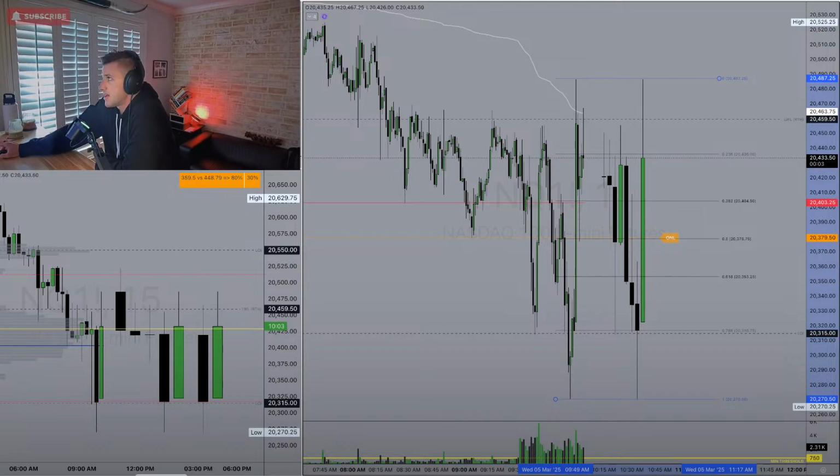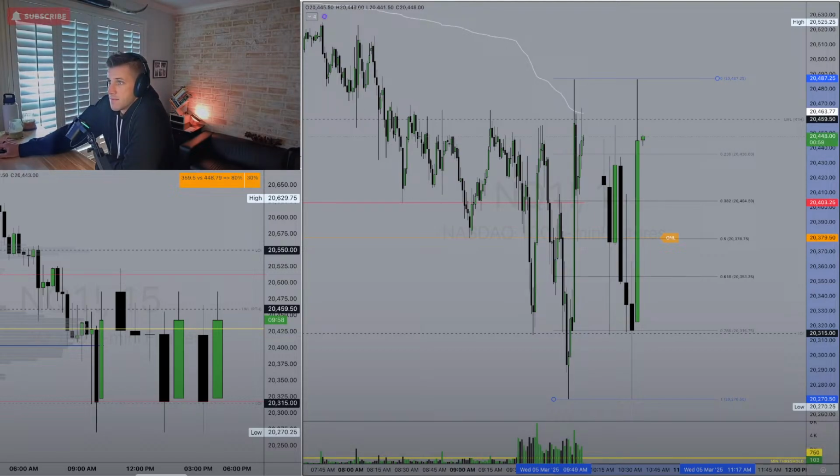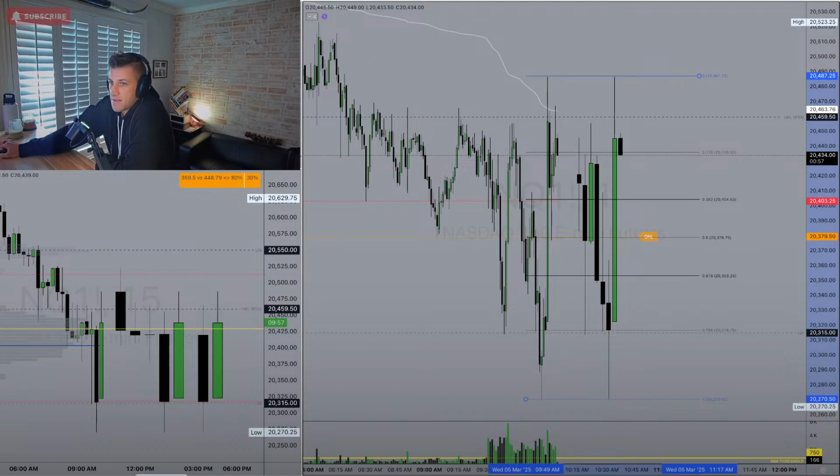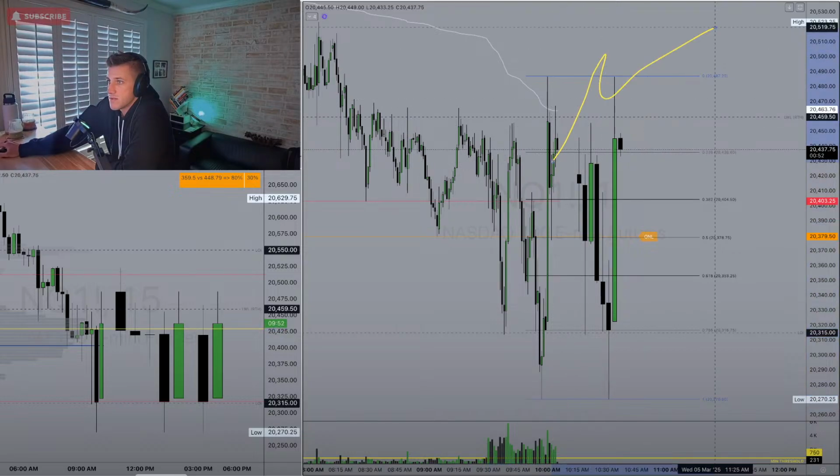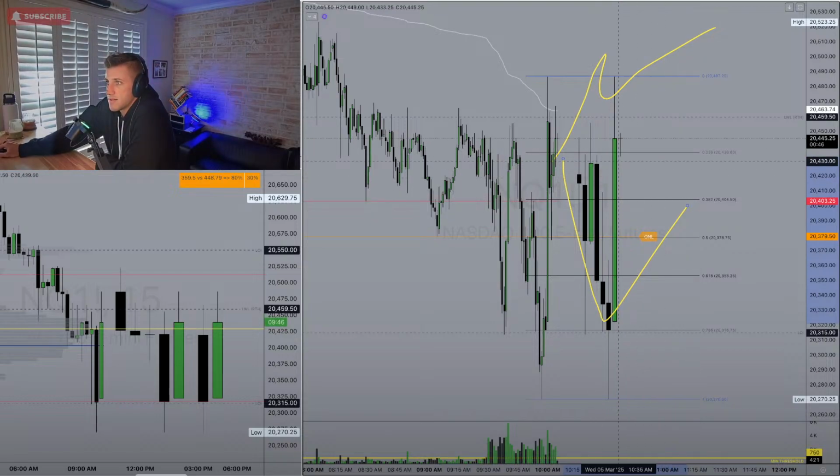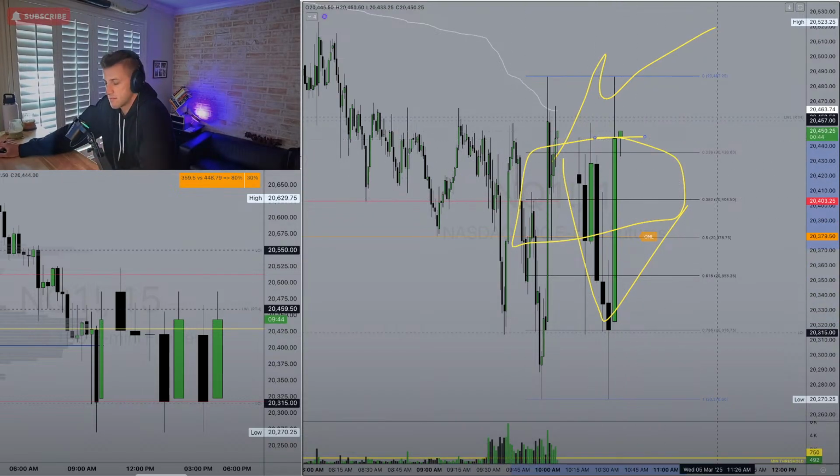Sellers showing up there again at VWAP. Very similar to what we saw yesterday. So my preference as someone looking for longs would be something like this, or I'll watch a retest down into 315. Not a lot that I want to do through here currently.